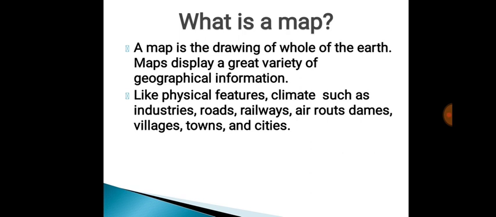A map is the drawing of the whole of the earth. Maps display a great variety of geographical information like physical features, climate, industries, roads, railways, air routes, dams, villages, towns and cities.